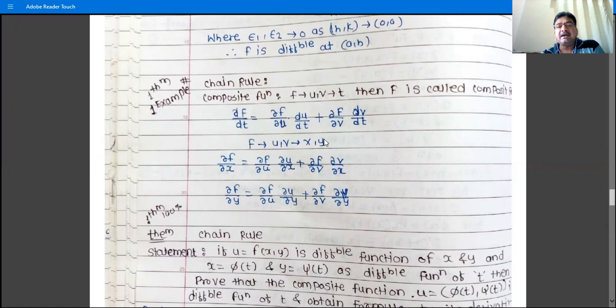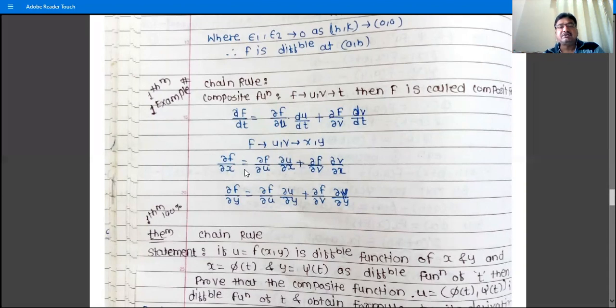So partial f by partial x is what? f is a composite function of x and y, and so partial f by partial x is partial f by partial u times partial u by partial x, plus partial f by partial v times partial v by partial x. So f is a function of u and v, and u and v are functions of x and y. Then this f is a composite function of x and y.